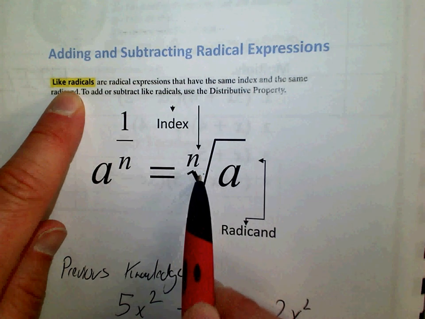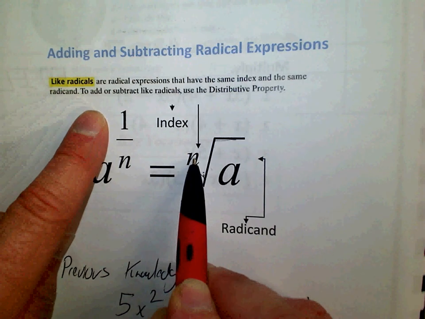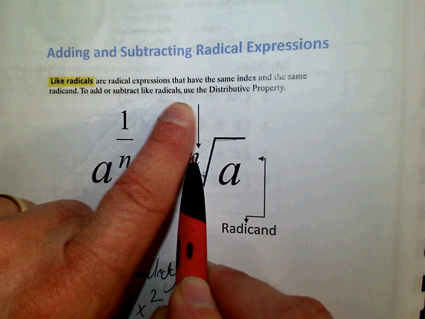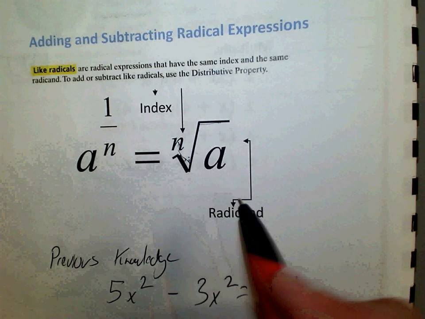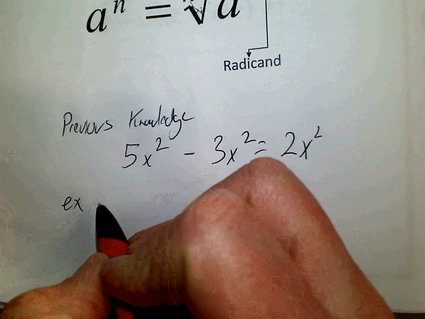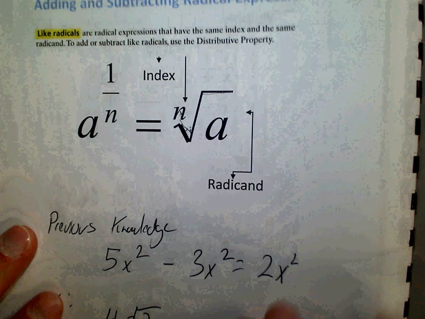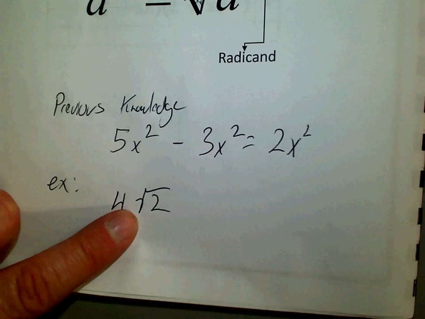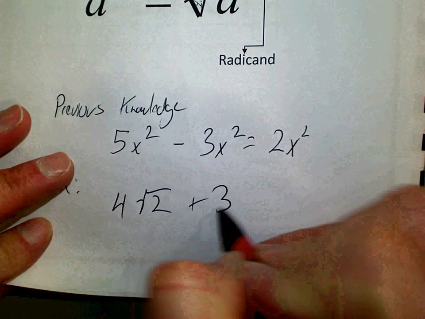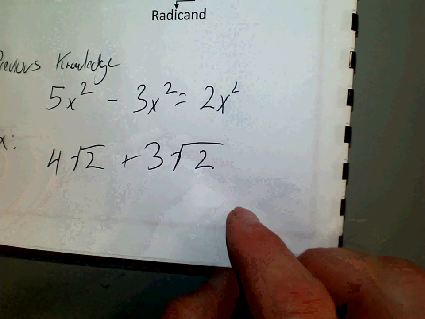A like radical is a radical that has a common root. To add or subtract like radicals, you can use the distributive property also. So, an example of a like radical: we could say 4 square roots of 2. Oh, I didn't say the radicand has to be the same. So if I have 4 square roots of 2 plus 3 square roots of 2, any guesses what 4 square roots of 2 and 3 square roots of 2 is?